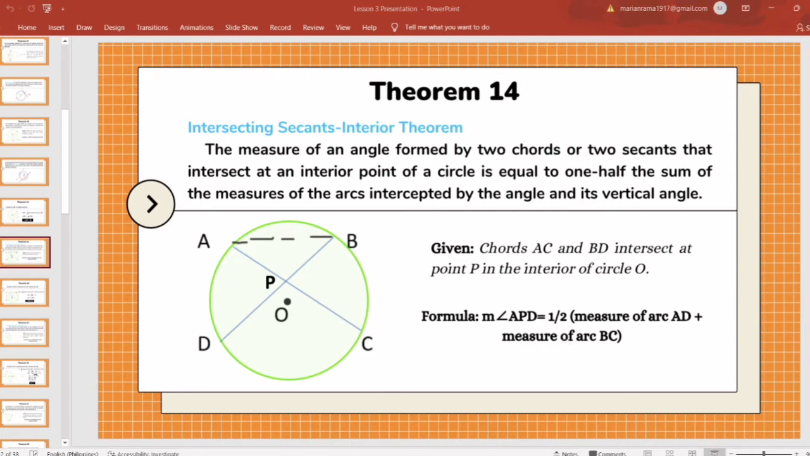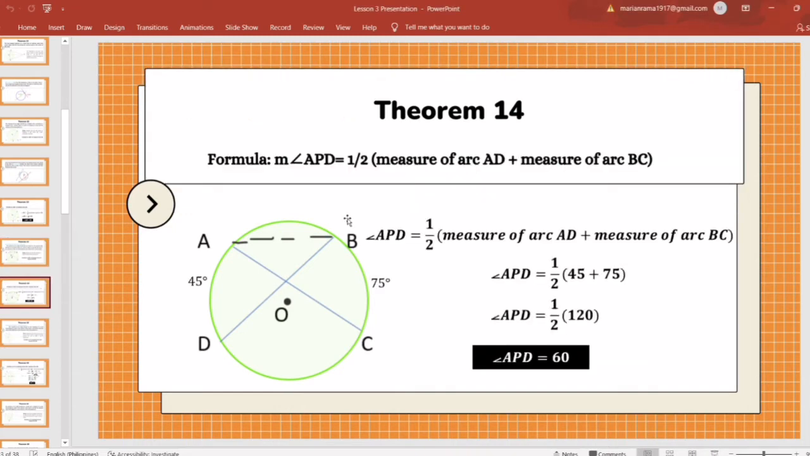For example, we have here the given arc AD is equal to 45 degrees and our arc BC is equal to 75 degrees. Then if we have to find our angle APD, we use this formula: 1/2 times the measure of our arc AD plus the measure of our arc BC. Then we have 45 plus 75 equal to 120, divided by 2. Then we have 60.